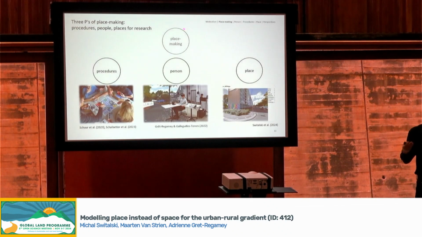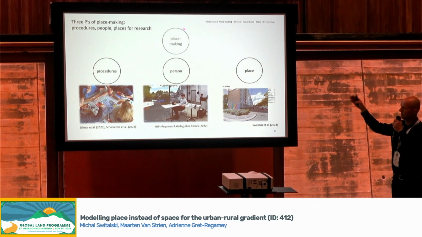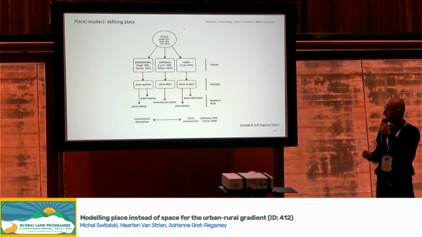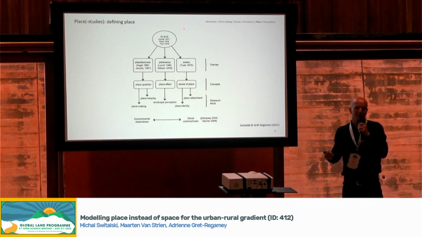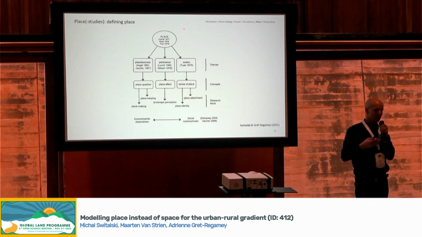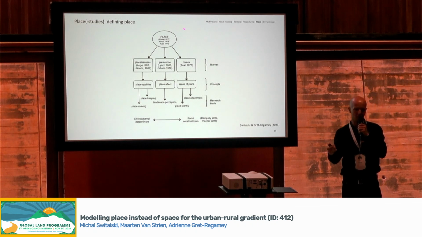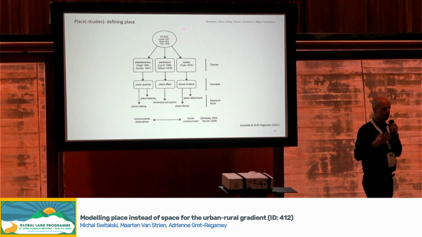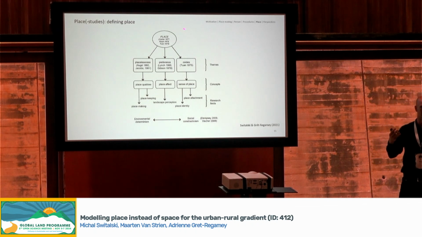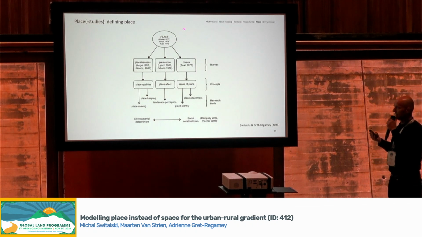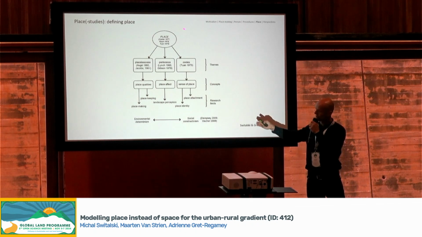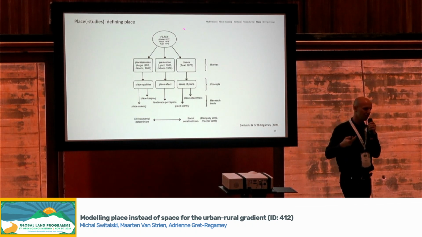As part of the ERC Globescape project, we could delve into these three areas. Today I will be focusing on measuring place. So place is physical space as experienced by a person. Here we see the overview of the place concept of the 20th century. On one side we have environmental determinism, which posits that the physical space is primary in shaping our experience of place. On the other hand, we have social constructivism, which posits that our experience of place is primary in shaping places.